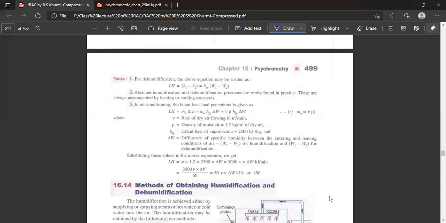Substituting all these numerical values in the expression, and the rate of airflow remains unchanged, 1.2 is the density of the air, 2500 the latent heat of vaporization, multiplied by the change in specific humidity. So this will become 3000 into rho into V into delta W divided by 60 kilojoule per minute, divided by 60 for kilojoule per second. This reduces to 50 into V into delta W kilojoule per second or kilowatt. So the latent heat which is added or subtracted is 50 multiplied by the rate of airflow, and multiplied by the loss or rise in the specific humidity.